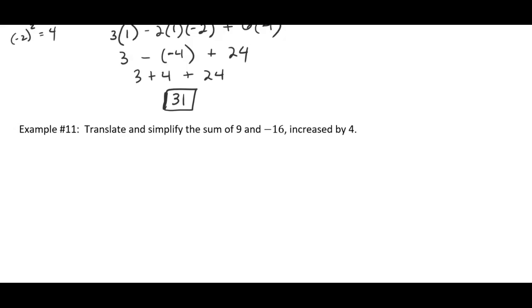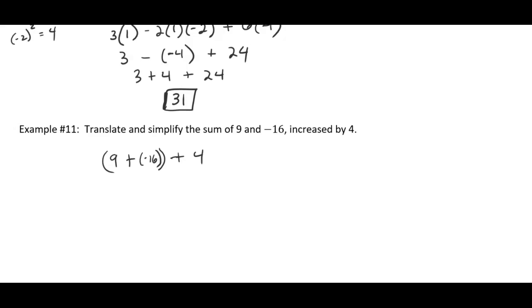And now we have on 11, it says translate and simplify. And so it's going to be in words, and we have to translate it into the symbols. So it says the sum of 9 and negative 16. Okay, so there's some sum that we're going to do. And then we want to increase that by 4. So the sum that we have is 9 plus negative 16. So that's the sum. And then we're going to take that sum and increase it by 4.